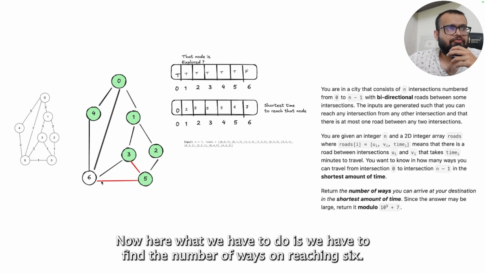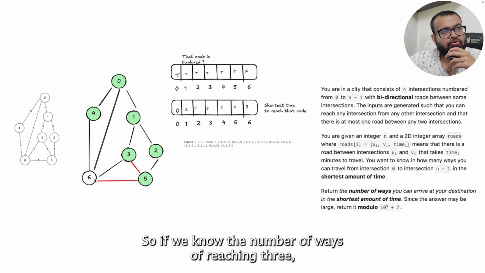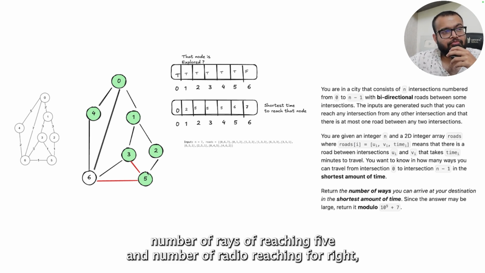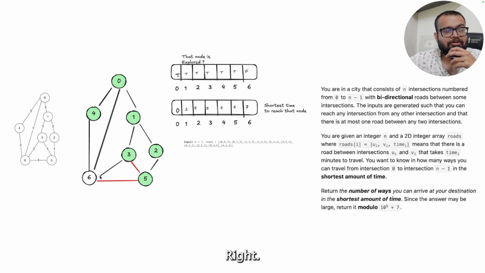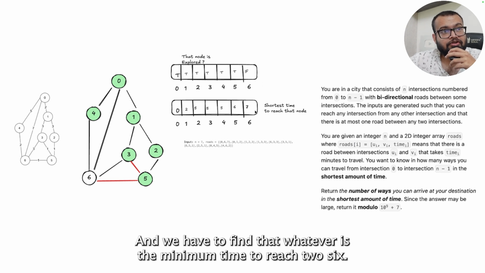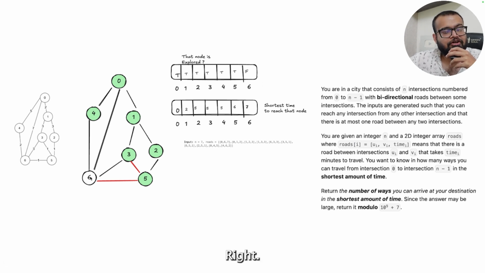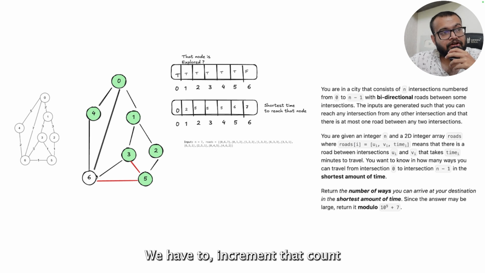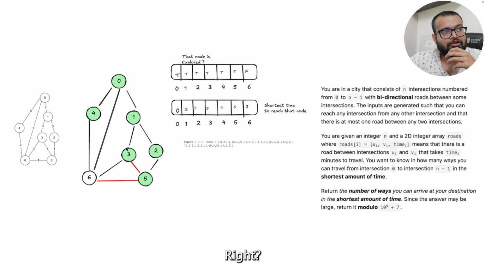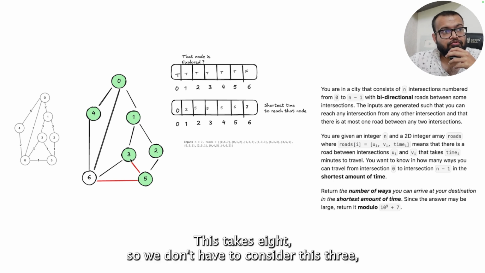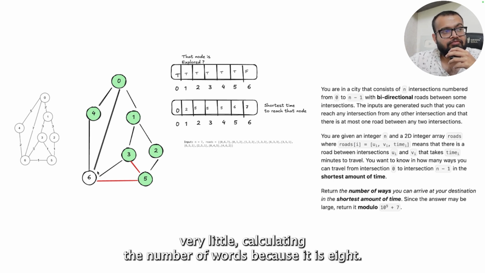Now here what we have to do is find the number of ways of reaching 6. If we know the number of ways of reaching 3, the number of ways of reaching 5, and the number of ways of reaching 4, we can easily come to know the number of ways of reaching 6. And we have to increment that count only for the minimum time to reach 6. Let us suppose there is a path from 0 to 1 to 3 to 6. This takes 8. So we don't have to consider this while calculating the number of paths, because it is 8, right?